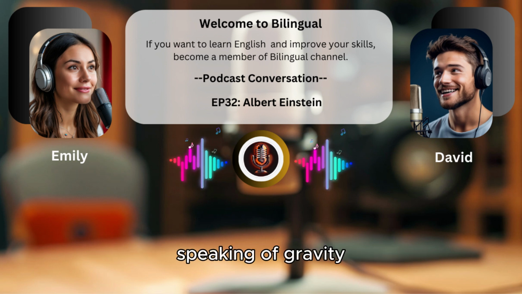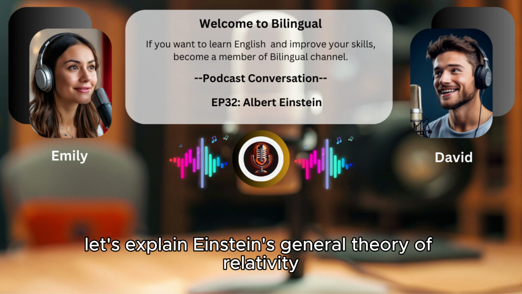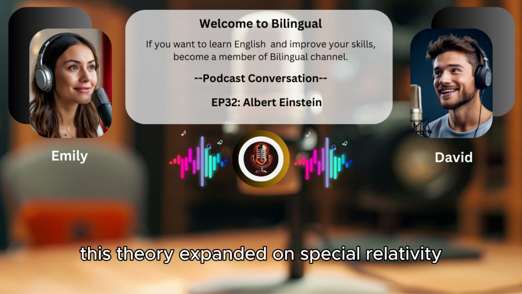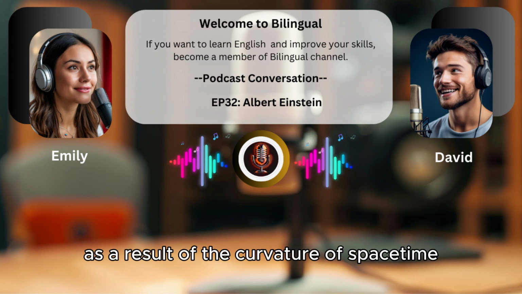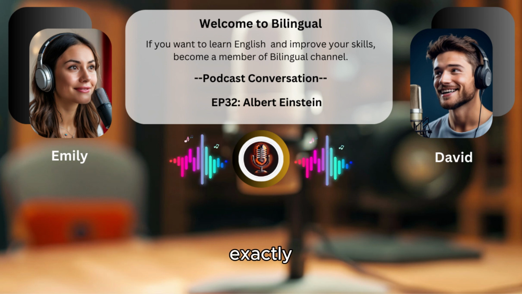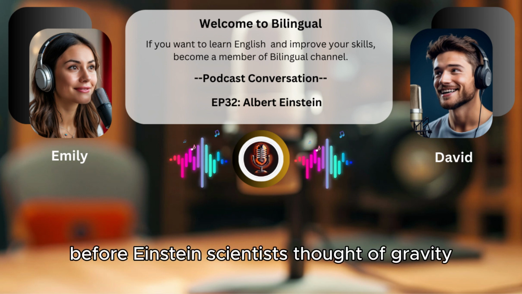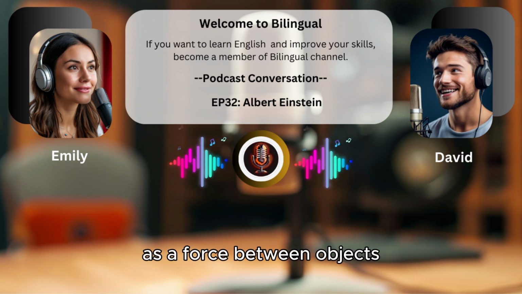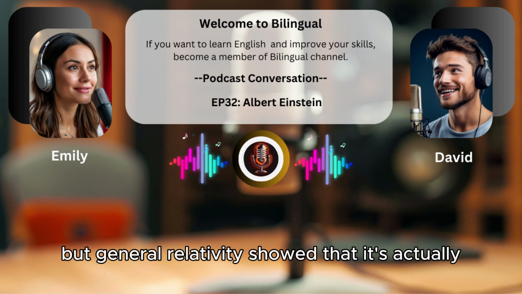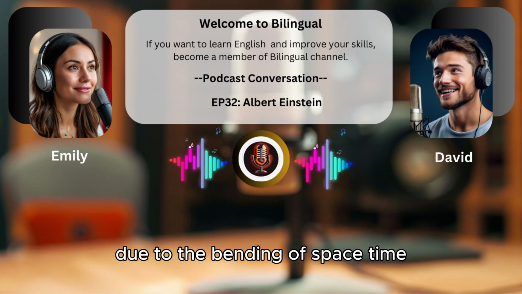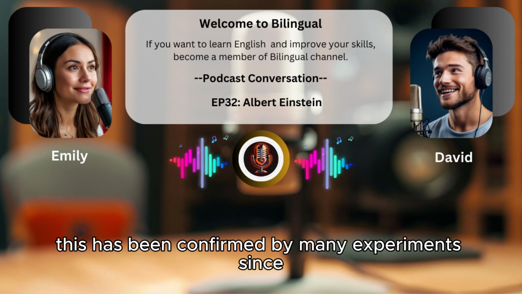Speaking of gravity, let's explain Einstein's general theory of relativity. This theory expanded on special relativity and explained gravity as a result of the curvature of spacetime by massive objects. Exactly. Before Einstein, scientists thought of gravity as a force between objects, but general relativity showed that it's actually due to the bending of spacetime. This has been confirmed by many experiments since.